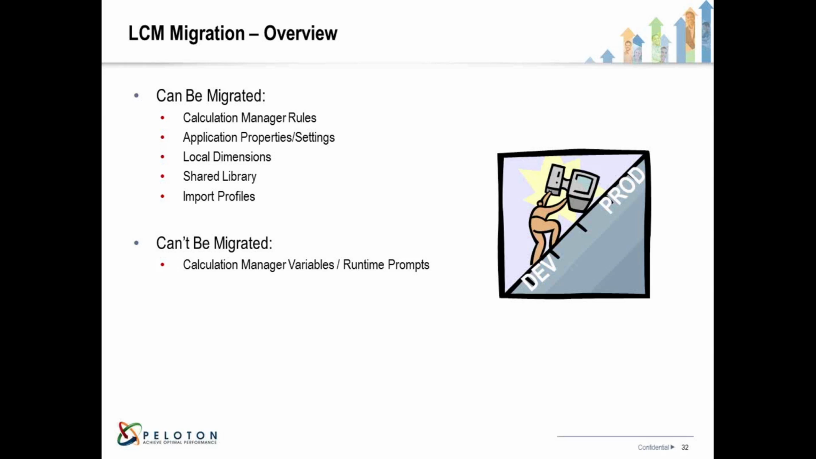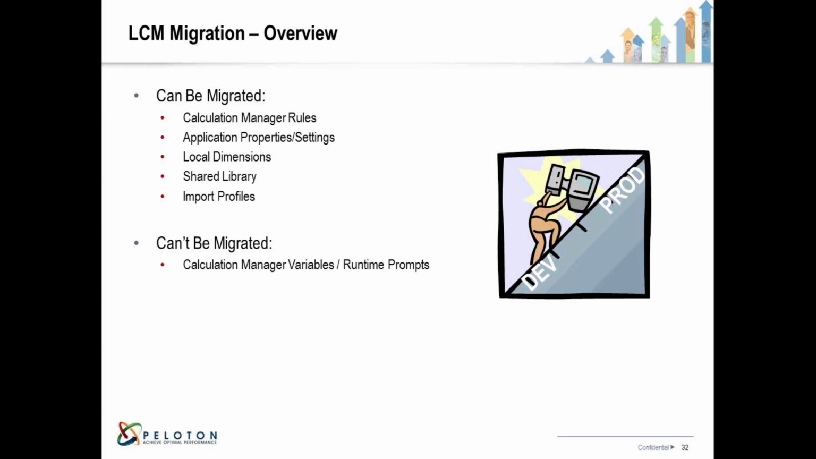There is another way to do the migration of your calculation manager rules, and that's through calculation manager itself. So within the interface, you can highlight your rules and right-click on them and say export, and it'll export as an XML file the definition of the rules, as well as any variables or runtime prompts that are used in that rule. So in the event that you do an LCM migration and you don't see your variables or runtime prompts coming through, you don't have to go and manually create all of them by hand. You can do an export and import within Calculation Manager, and then you'll be able to get all of the variables and runtime prompts.